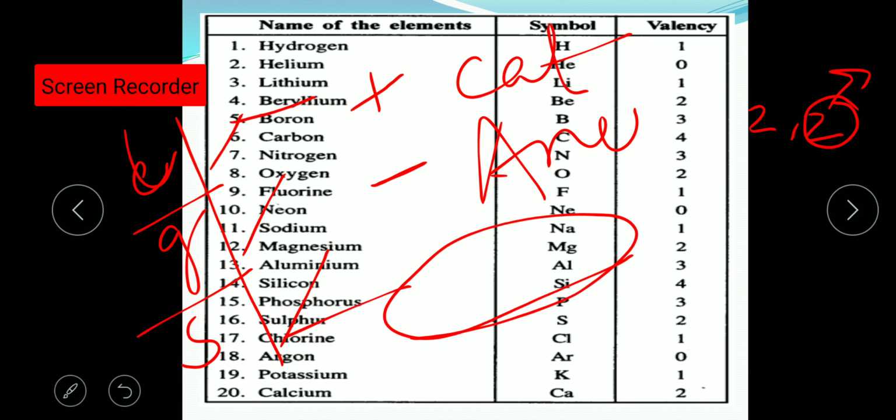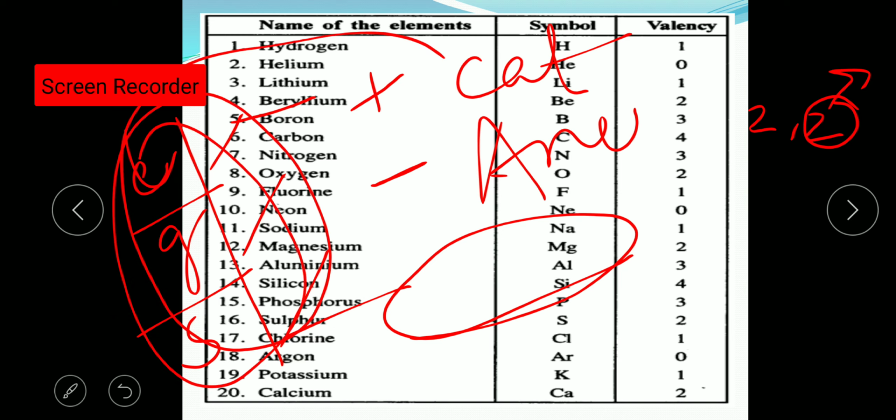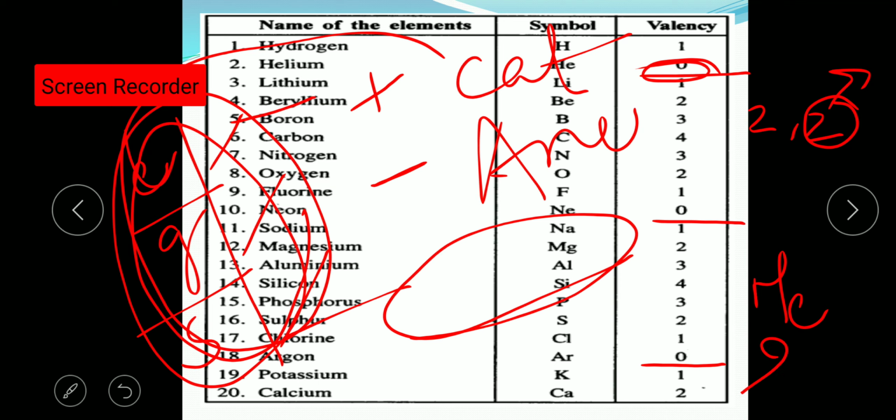The reason behind the losing, gaining or sharing of electrons is just to get the electronic configuration nearest to their inert element or noble element. So wherever you are observing 0, these elements are the noble elements. So for the electronic configuration of helium, the atomic number is 2. So it will have 2 electrons. So in the first shell it will have 2 electrons.